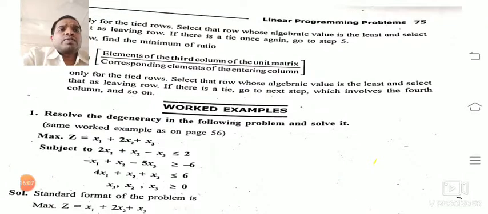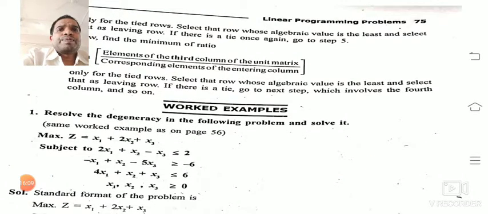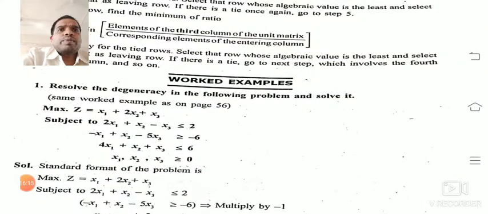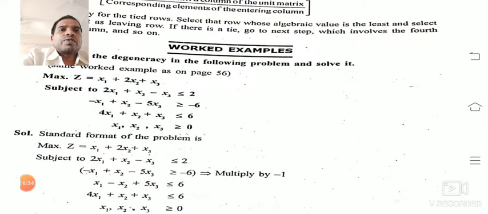Okay, this is the degeneracy problem. Resolve the degeneracy in the following problem and solve it. Objective function: z equals x1 plus 2x2 plus x3, subject to 2x1 plus x2 minus x3 less than or equal to 2, minus x1 plus x2 minus 5x3 greater than or equal to minus 6, 4x1 plus x2 plus x3 less than or equal to 6, and x1, x2, x3 greater than or equal to 0.